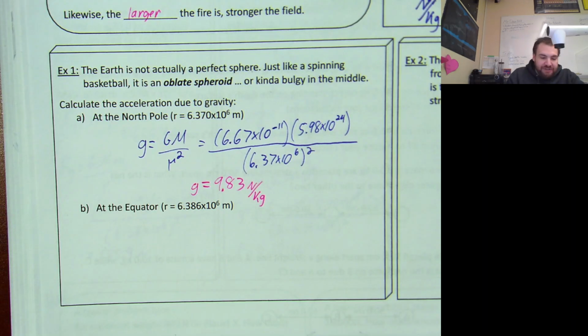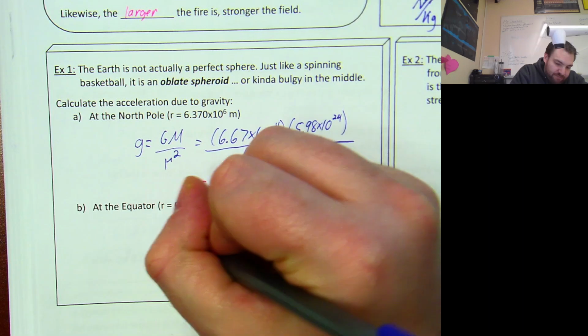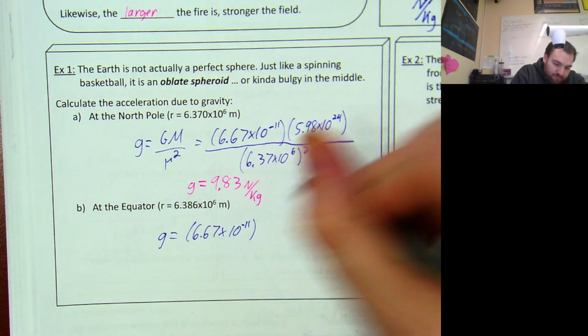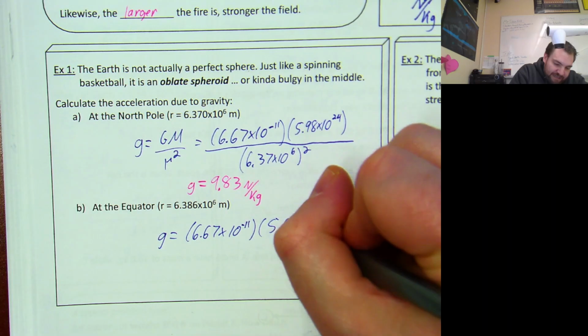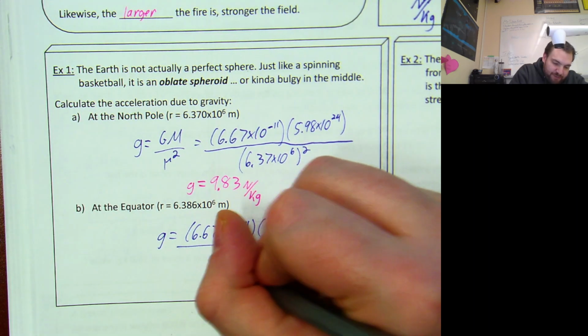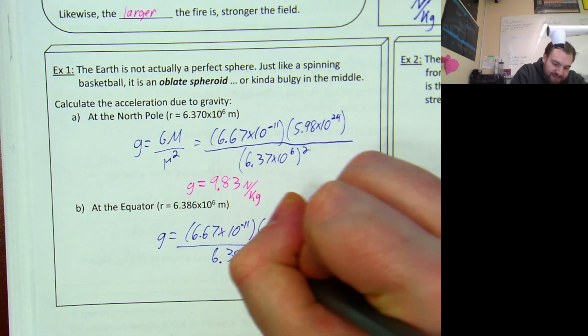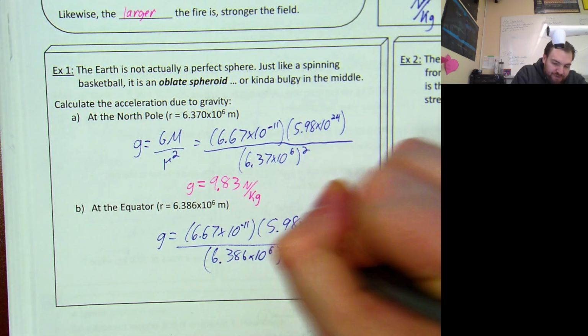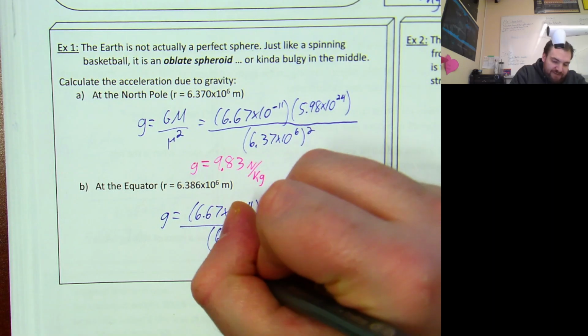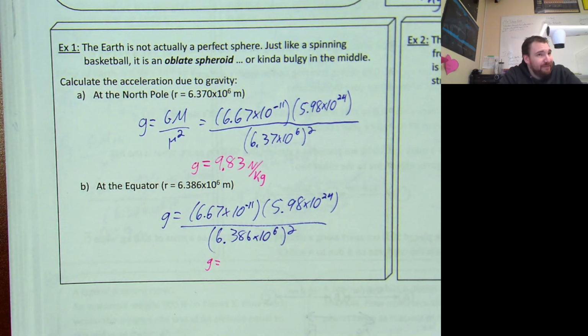Well, what about at the equator? Let's do it again. 5.98 times 10 to the 24, and now the radius that we're going to use is 6.386 times 10 to the 6. I want to make sure we squared that. So what is the gravitational field strength at the equator?